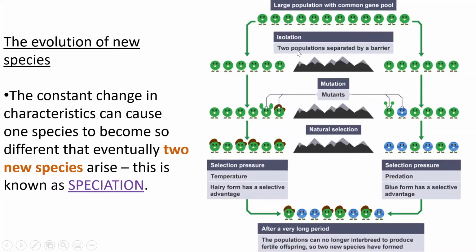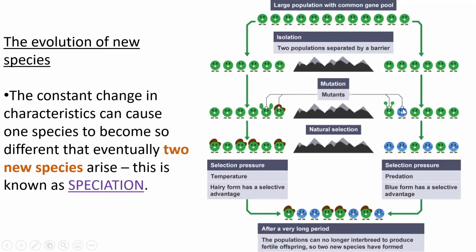So two populations can be separated by a barrier, so mountains or the ocean. Okay, mutations can develop. So suddenly things like this one can have bigger ears, or it's a bit hairier, or a different colour can suddenly develop. So a mutation is like a sudden change. It can change the colour of something, or something could just pop up with a different colour. And sometimes it's advantageous to the animal.